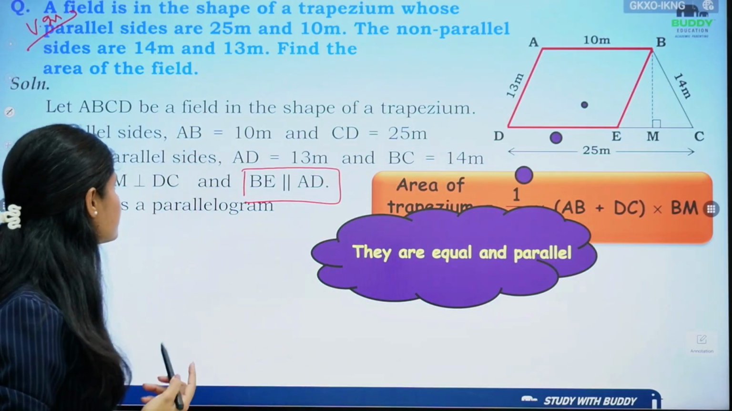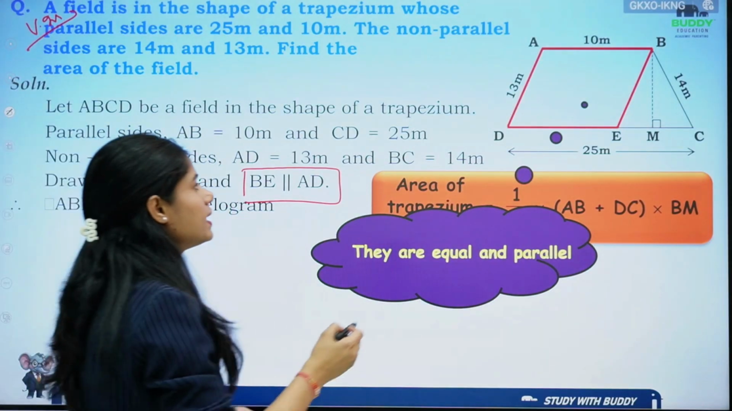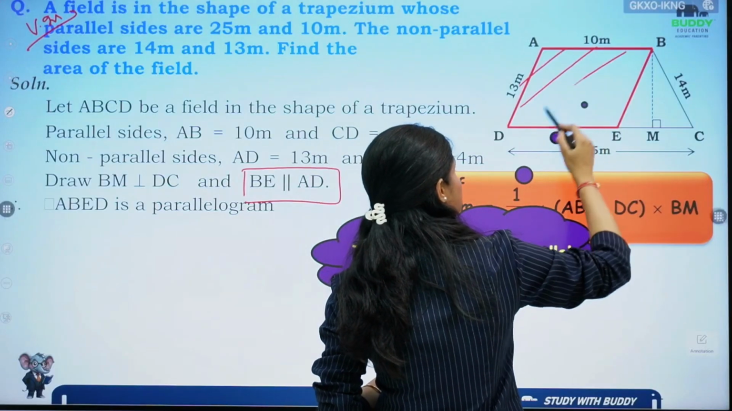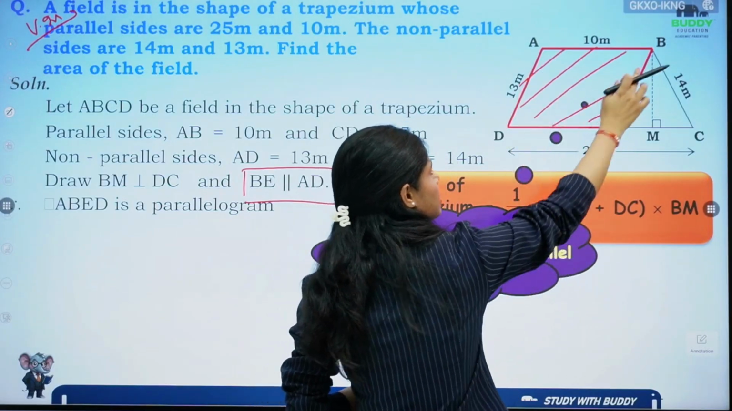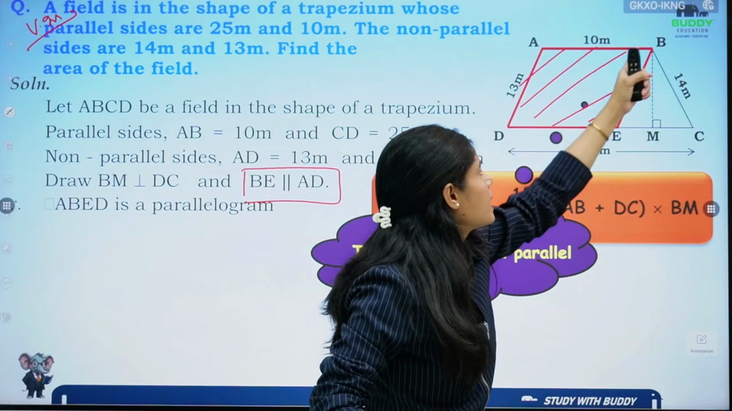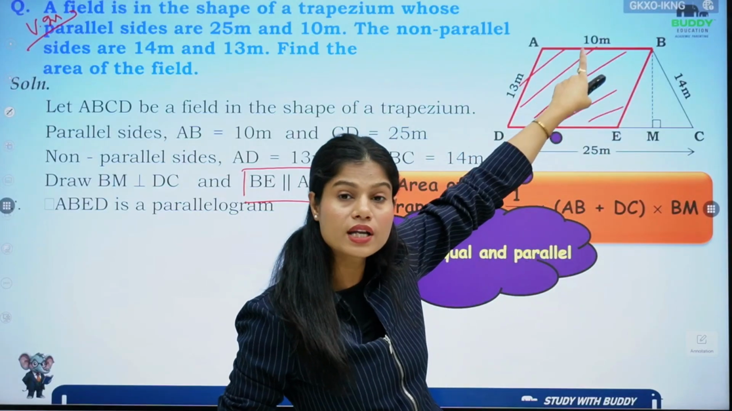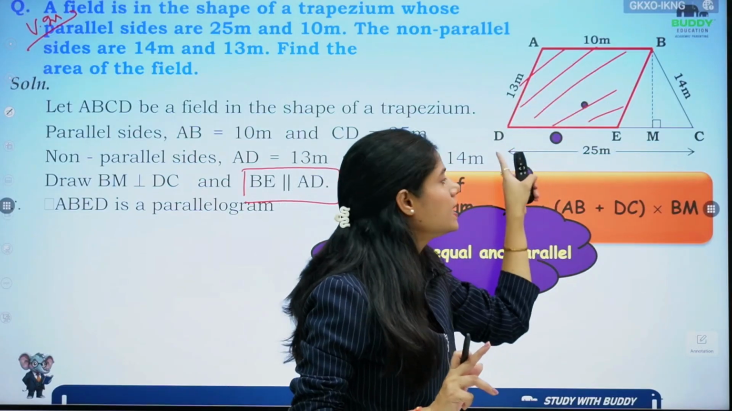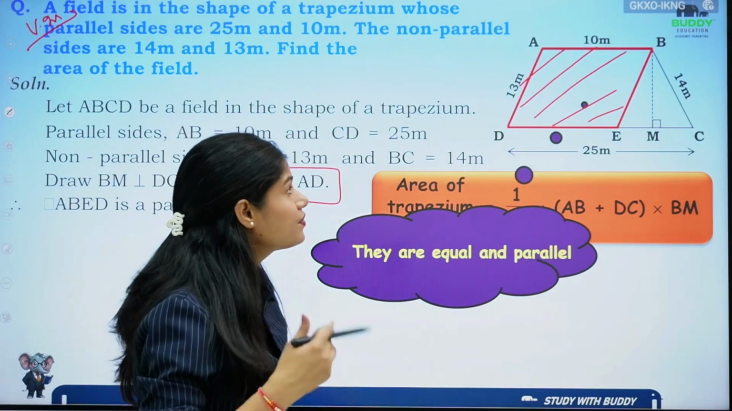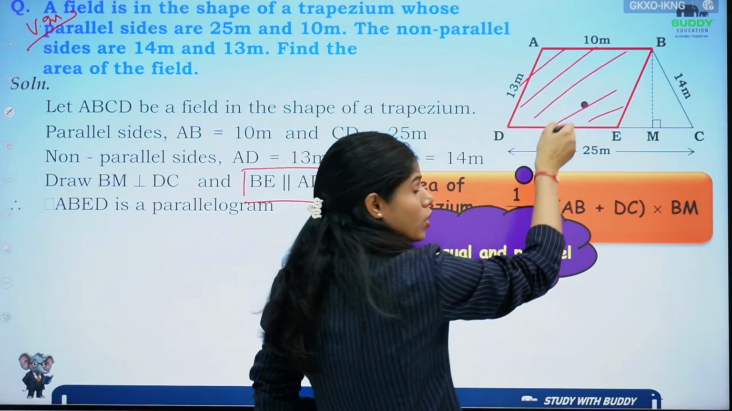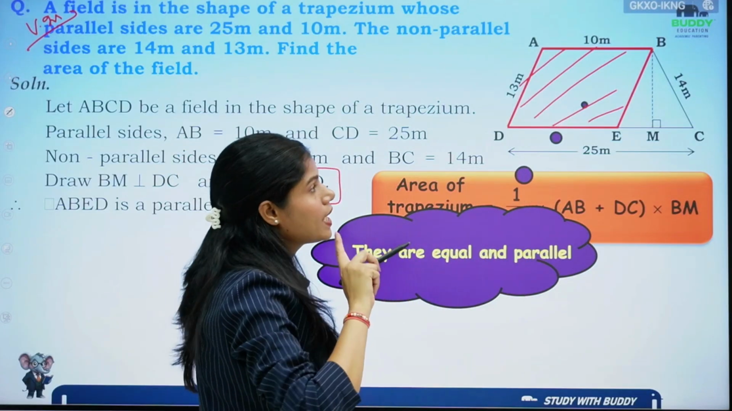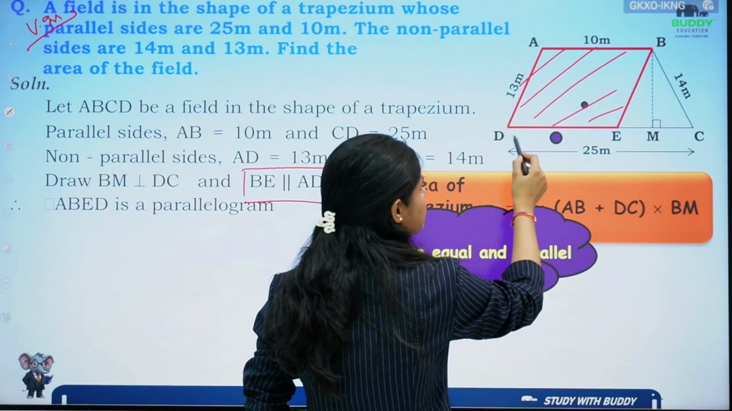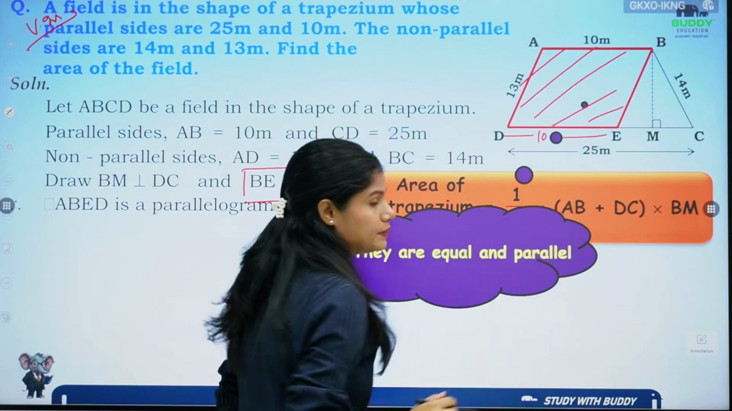Now from this, what is going to be done? This portion is what? Now this side was already parallel to this, so what are they? It forms a parallelogram. It means ABDE is now a parallelogram. If this is a parallelogram, opposite sides are equal. So if AB is 10, certainly this distance is also 10.